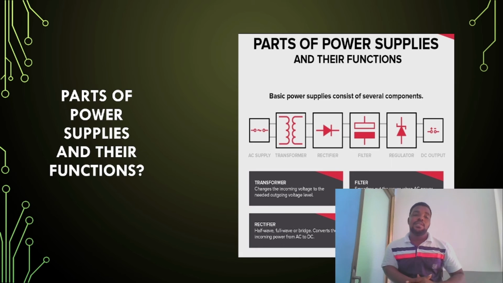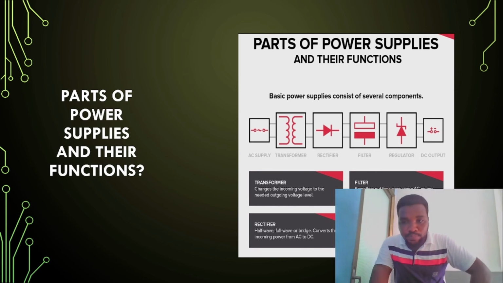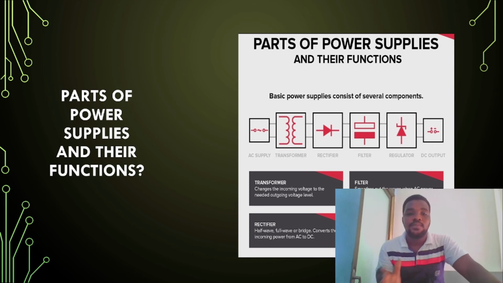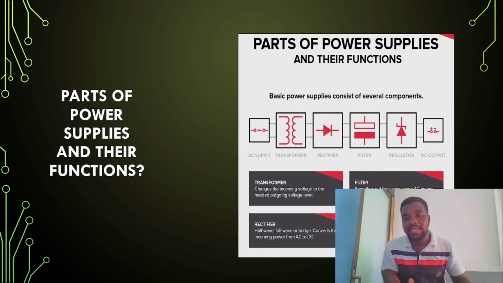Here we can see an image, and we have something about the parts of power supplies and their functions. You can see in the image that basic power supplies consist of several components. Over here we can find the AC supply, the transformer, the rectifier, the filter, the regulator, as well as the DC outputs. These are some functions of the power supplies. I'll select some and talk about them briefly.